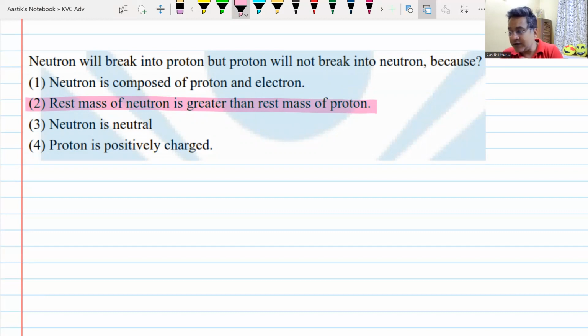With this, we have come to an end of today's class and this particular topic, nuclear physics. We are done with nuclear physics once and for all. In the next class, we'll start with the so-called last topic of modern physics. We'll start with semiconductors.